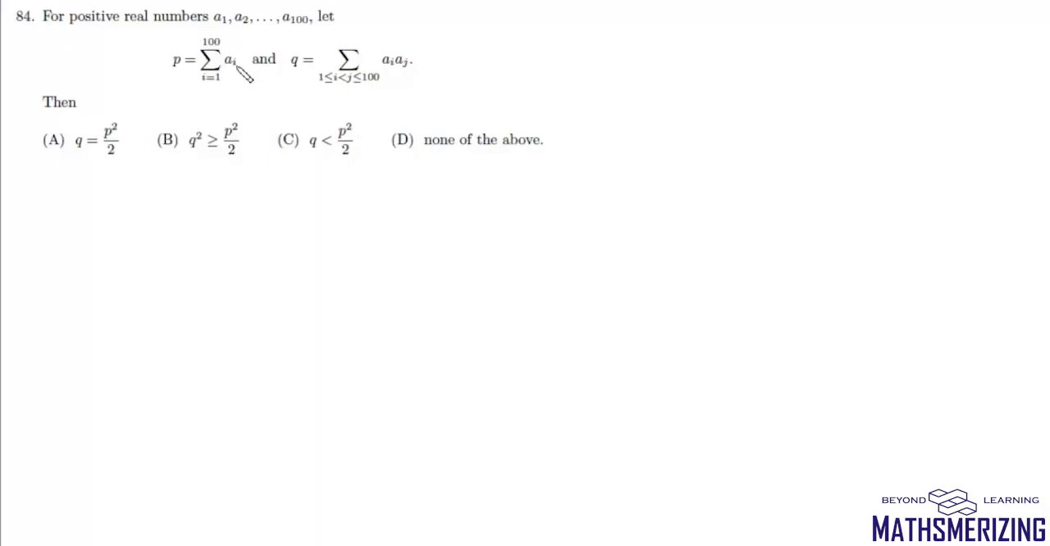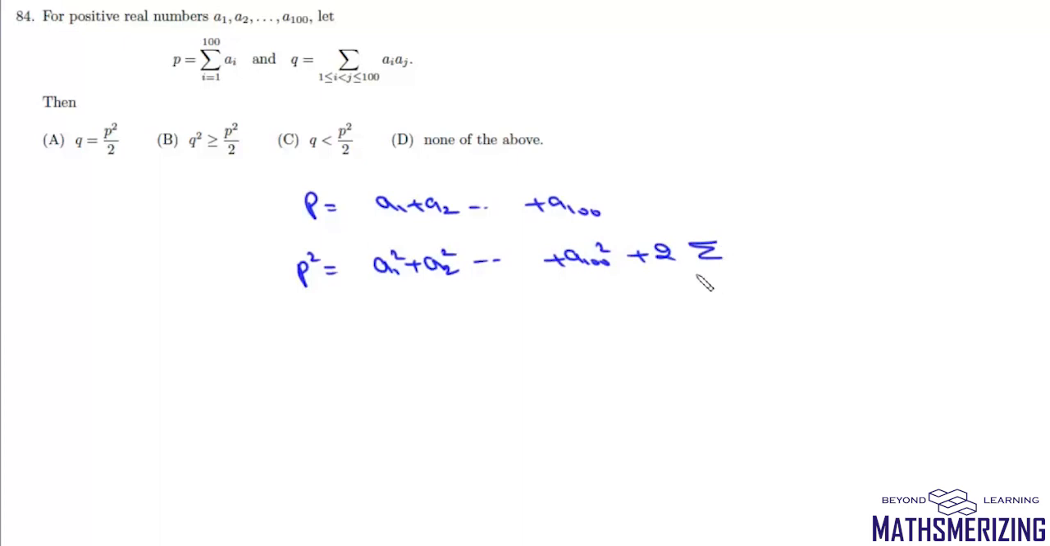Now question number 84 is, for positive real numbers A1, A2 up to A100, let P be the summation of AI and Q be this product AI into AJ when I is less than J. Now we'll look at P. P is A1 plus A2 up to A100. Now we'll square it, we'll get P square and then it'll be A1 square plus A2 square plus up to A100 square and then plus 2 times this summation, which is when I is less than J less than or equal to 100 AI into AJ, which is nothing but Q.